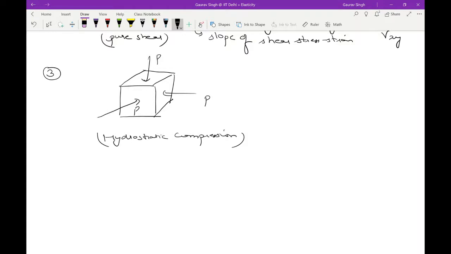If a solid, for example a piece of rock, is buried deep inside the earth, a few hundred meters below the surface, then it would also experience a similar force. Then it would be called a lithostatic compression. Litho is the word for the earth, but it's the exact same idea. Now this is also a hydrostatic compression or a tension. I mean, you can also apply a tension force.